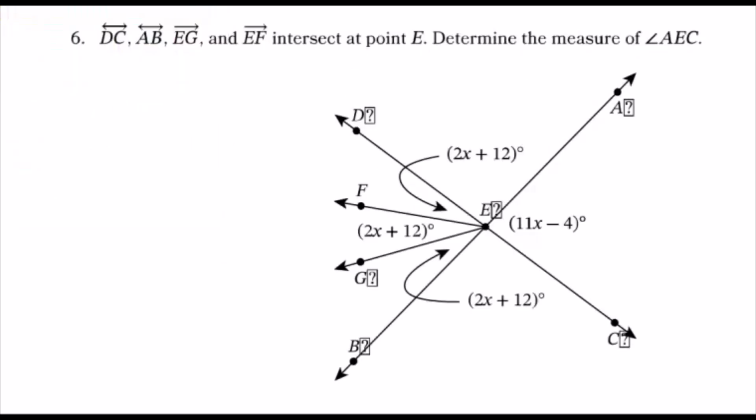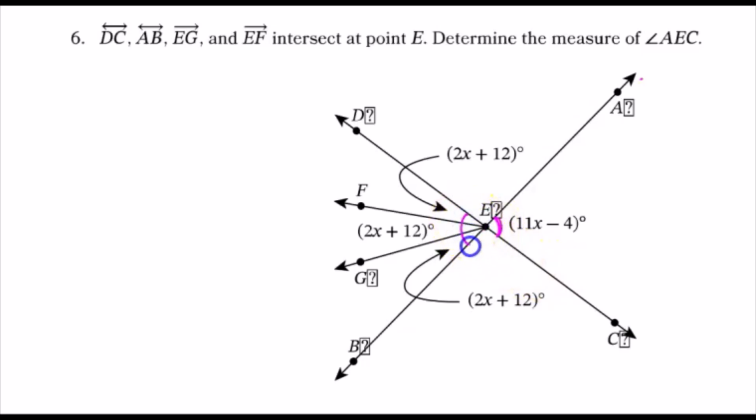So now I'm looking at this rather intricate diagram provided with number 6, where they're showing line DC, line AB, and remember it's a line because it has the 2 arrows, ray EG, which means the endpoint is at E and it goes off in the direction of G, and ray EF intersect at point E. Determine the measure of AEC. So they want to know the measure of this angle over here.